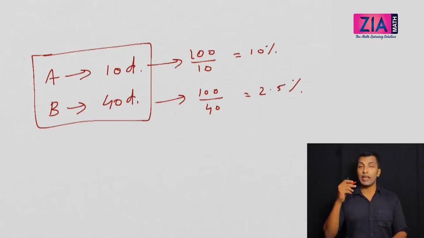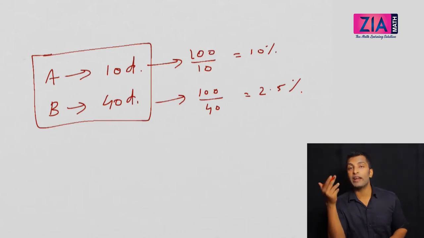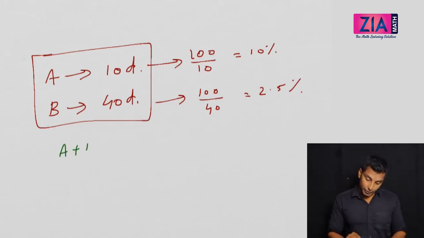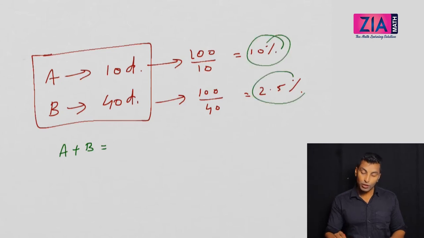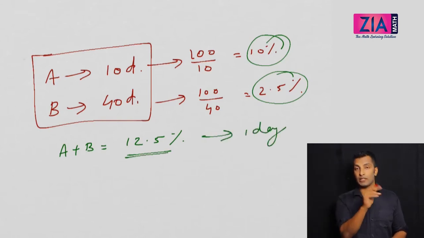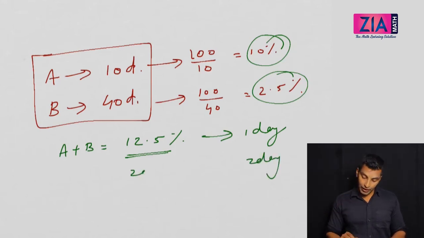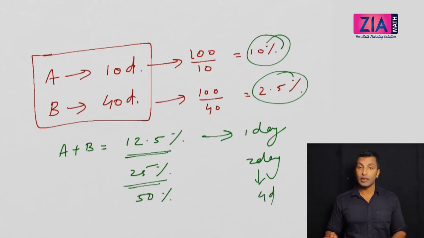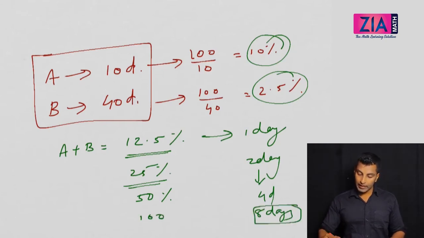Now the question is, A and B together, in how many days will they complete the work? So let's see what percentage of work they will do in one day if both of them are together, right? So A plus B together, what percentage? 10% plus 2.5%. That is 12.5% in one day. So in one day they will complete 12.5%. 2 days, 25%. Okay. So 2 days if they are working together, 25%. So 2 days 25 means 4 days they complete 50%. So to complete 100%, they take 8 days. So the work will be completed in 8 days.